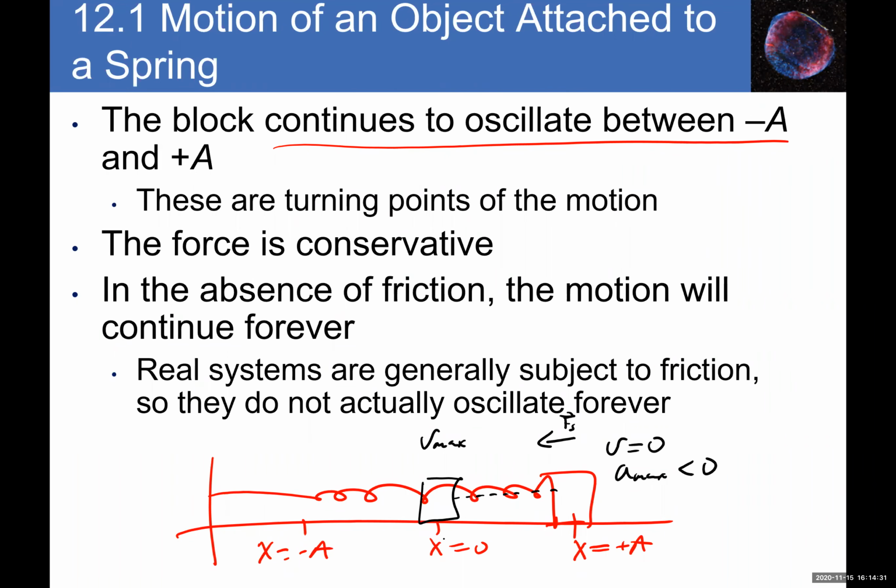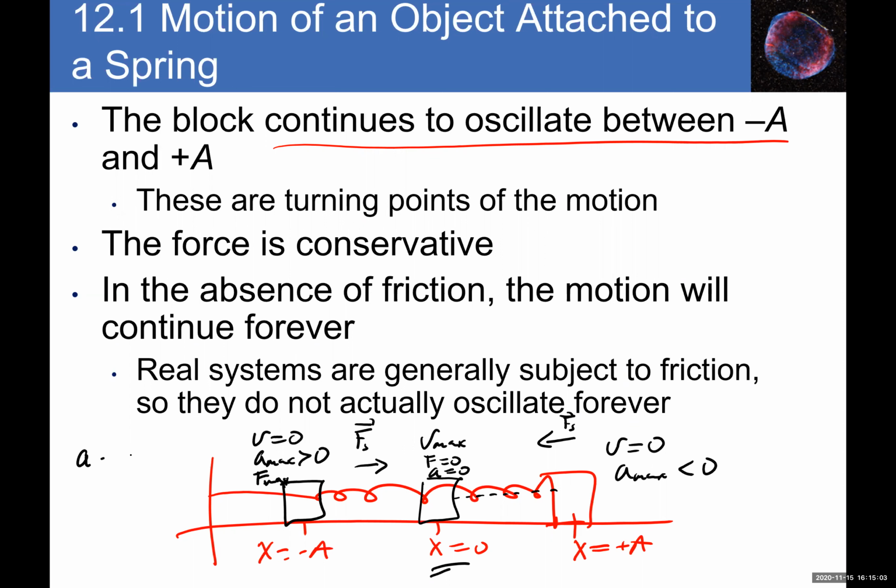You reach the equilibrium position, speed is the maximum, but the force is zero and acceleration is zero. Now, as soon as it moves past equilibrium to the left, the force changes direction. That means when the block reaches x equals negative a, the speed is zero, acceleration is maximum, force is maximum, and the acceleration is positive. Why?